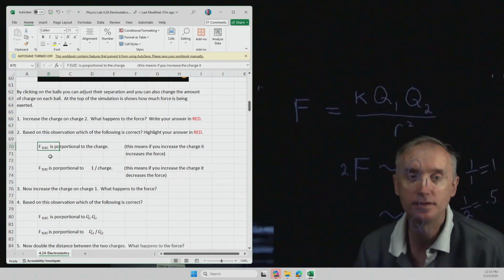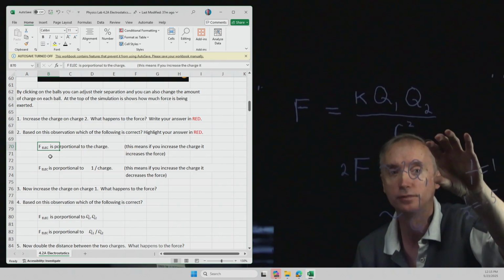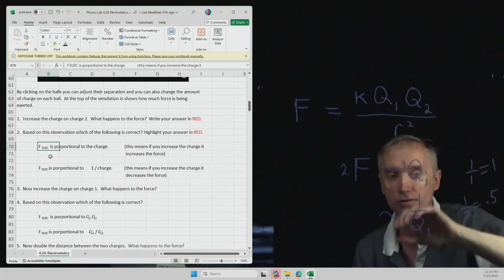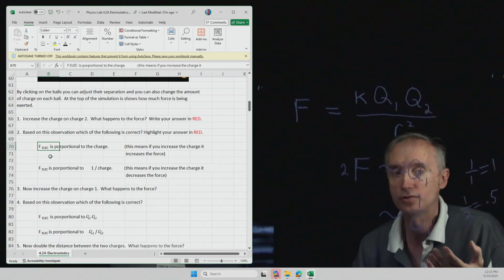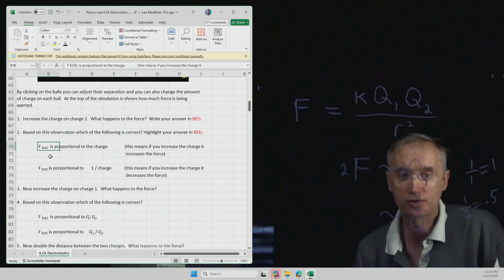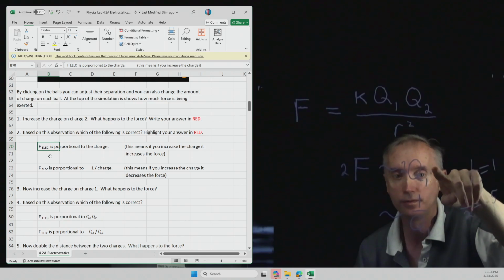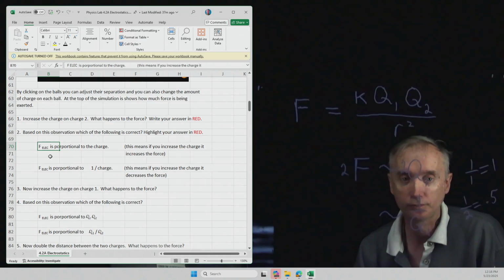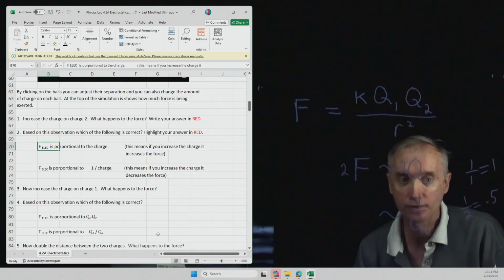Now it then says, increase the charge on charge number 2, and then what happens to the force? So you did it for charge 1, and then what about charge number 2? And so based on that, where does charge 2 go? Is it going to go on the bottom, or is it going to go on the top? Okay, and so now we're down to part 4 there. So go ahead and answer that question.